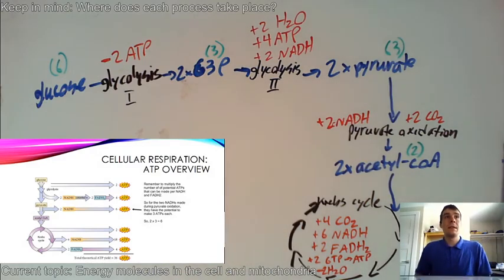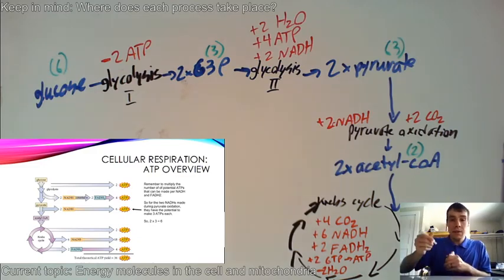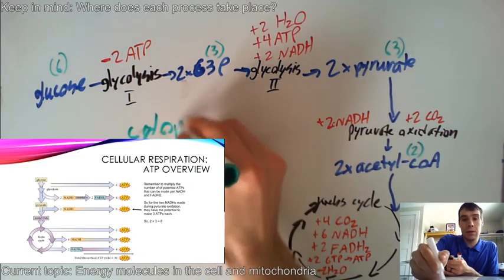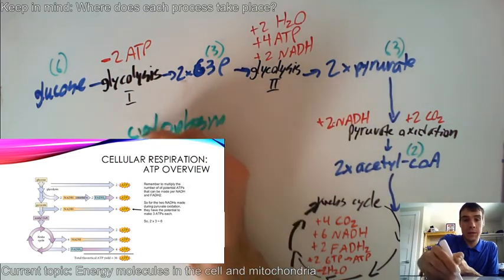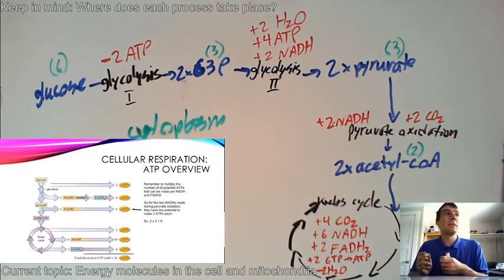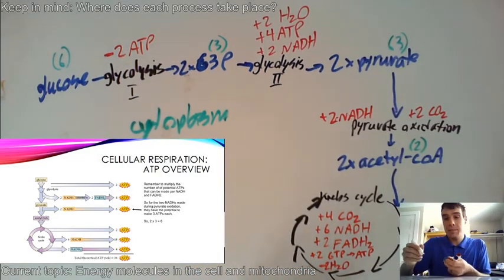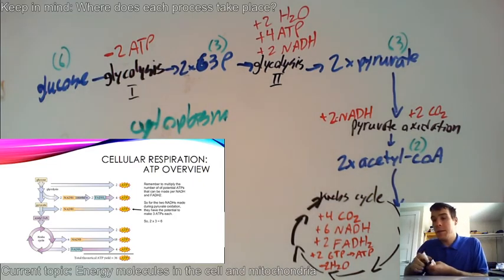This is all one cell. You can imagine the whiteboard is one cell, which means that there's cytoplasm around. So all of this happens in the cytoplasm of the cell. But there is also the mitochondria.